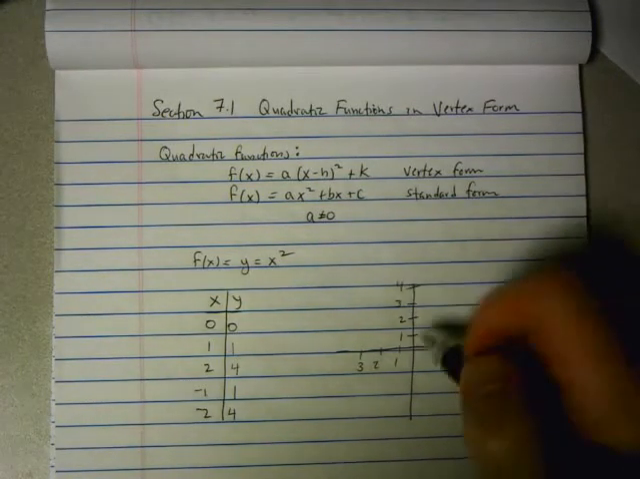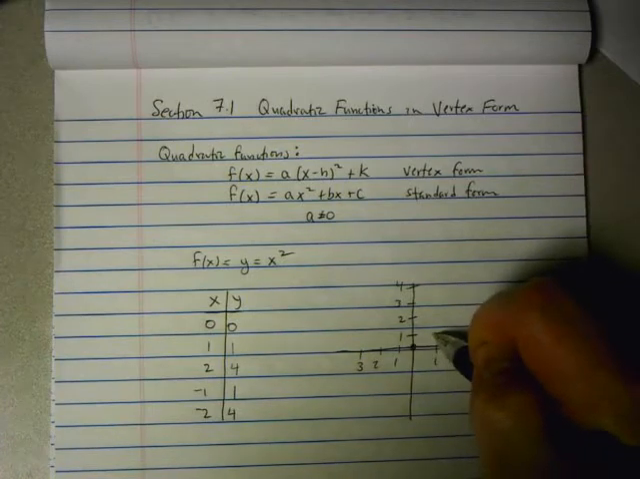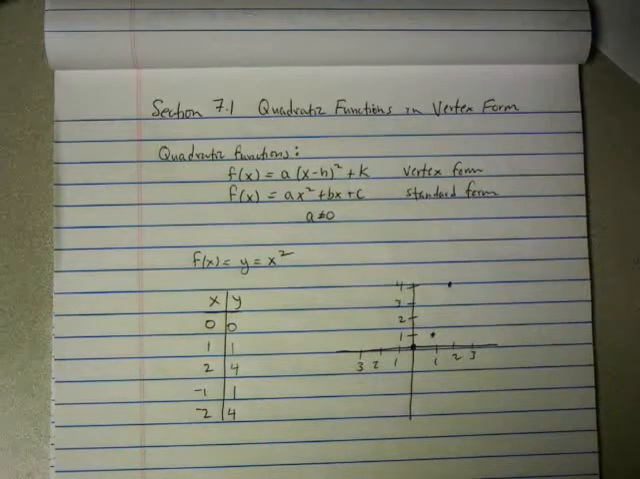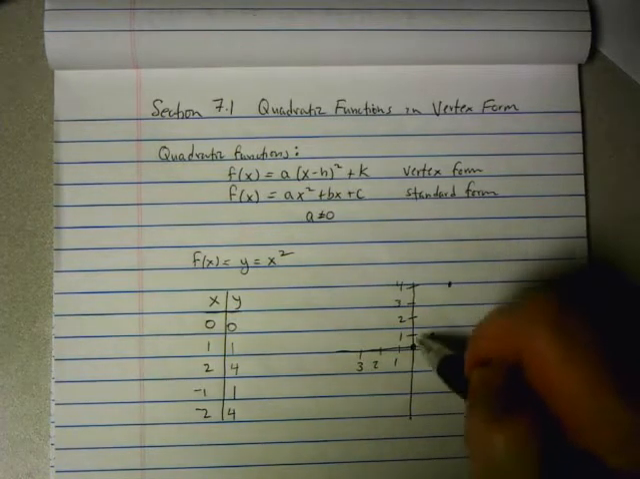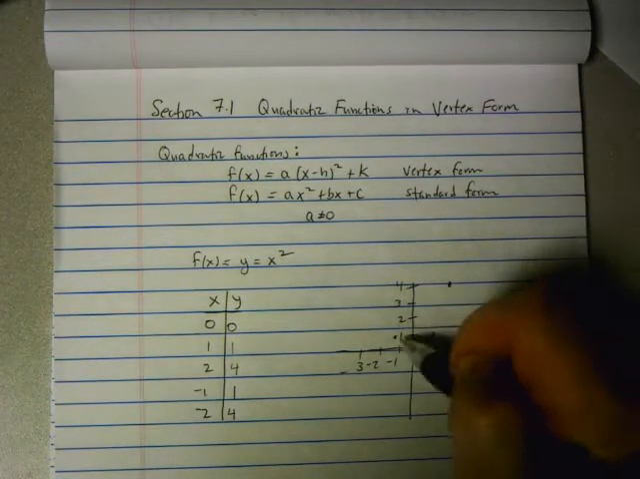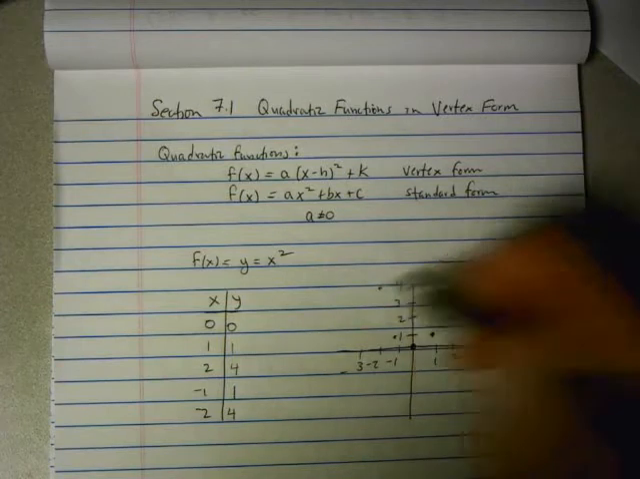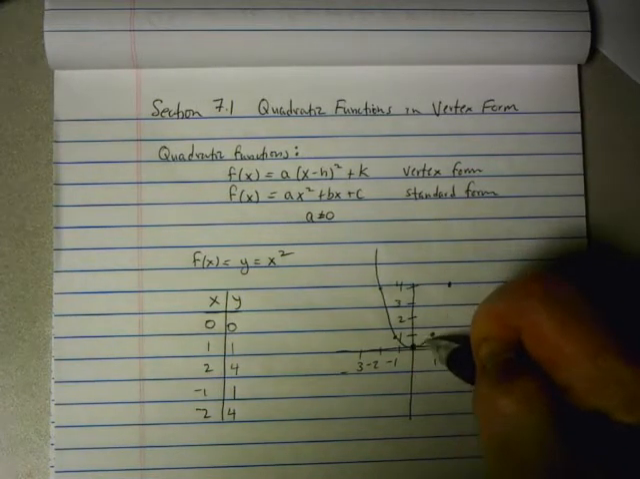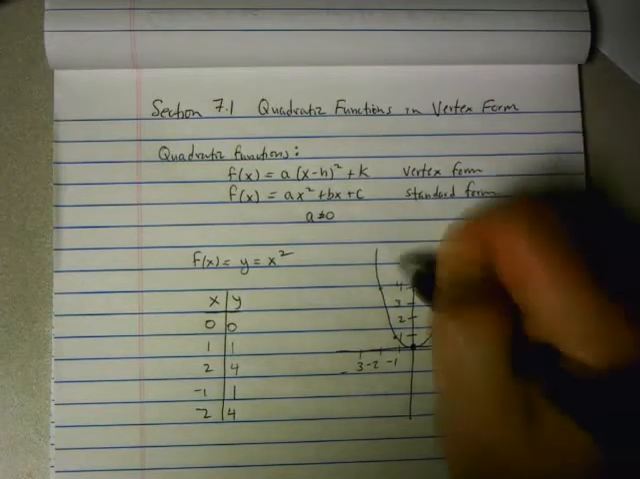So I get something like this. I get 0, 0. I have 1, 1, 2, 4. And we see right away that those three dots are not in a line. We didn't expect a line. That's okay. -1, 1. -2, 4. And we get this shape. And this shape is called a parabola.